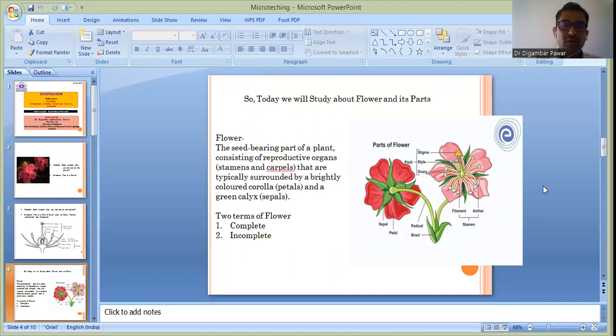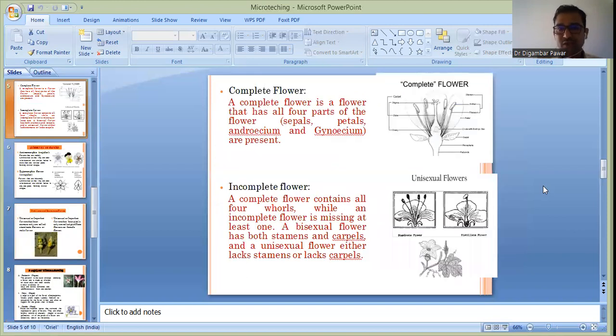What is a flower? A flower is nothing but the seed-bearing part of a plant, consisting of reproductive organs that are typically surrounded by a brightly colored corolla and a green calyx. There are two types of flowers, complete and incomplete. So what is meant by a complete flower? If the flower has calyx, corolla, androecium, and gynoecium, meaning the outermost whorl, then the second, third, and fourth whorls, all four are present, then the flower is called a complete flower.